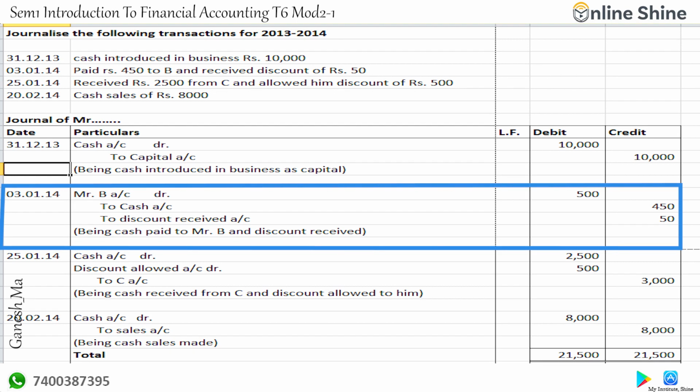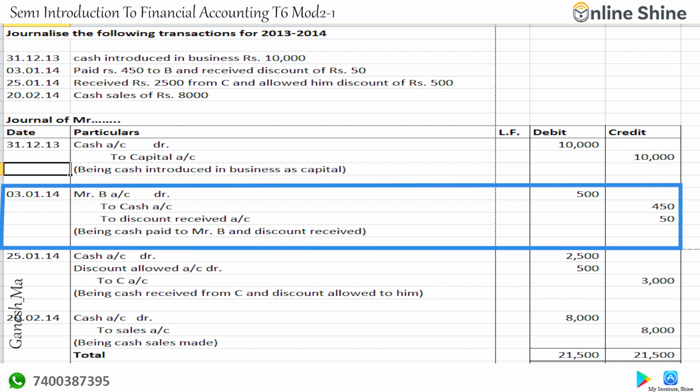To cash account, rupees 450, and I've received a discount. Now discount received is my income, that you can call a nominal account. Credit all income and gains. To discount received rupees 50. So Mr. B will be debited by 500, cash will be credited by 450, discount received will be credited by 50. So 500 and 500 tallied. So being narration again you will put: being cash paid to Mr. B and received a discount. Understood?